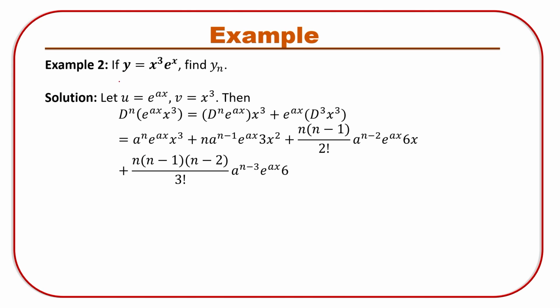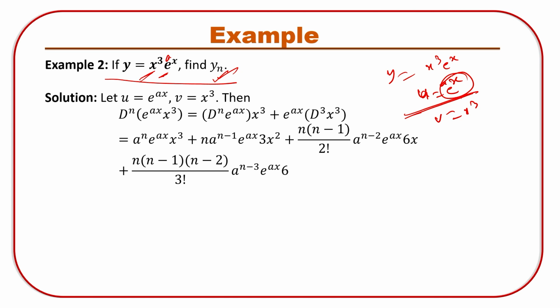Look at example number 2, and it is open for you. Can you find the answer? So y equal to x^3 e^(ax). So it is an exponential function and an algebraic function as well, and find yn. So using the two functions, y equal to x^3 e^(ax), here u equal to e^(ax) and v equal to x^3.